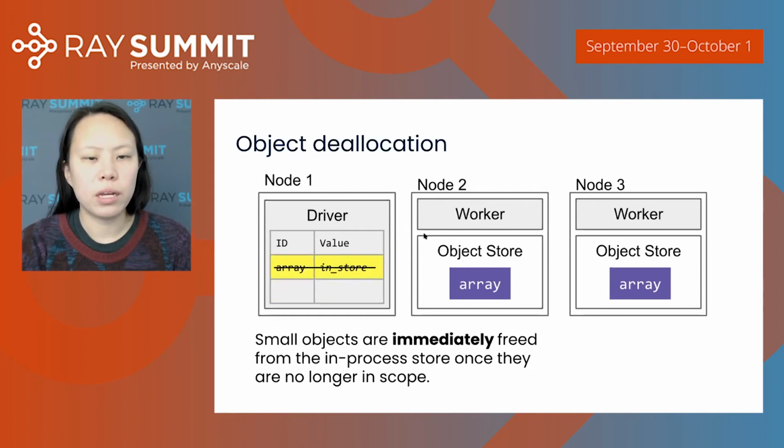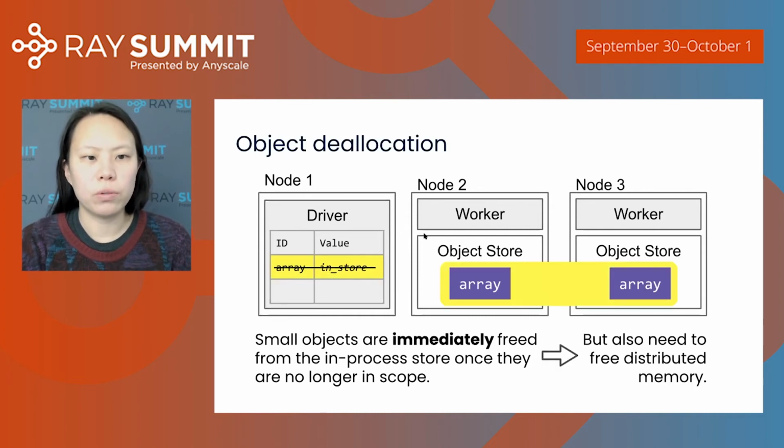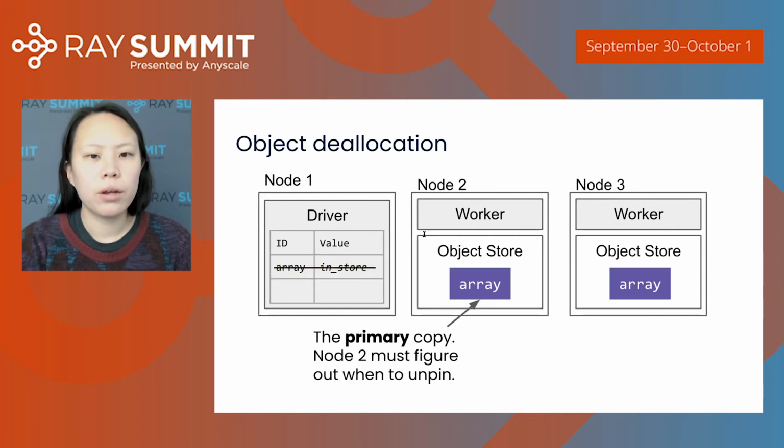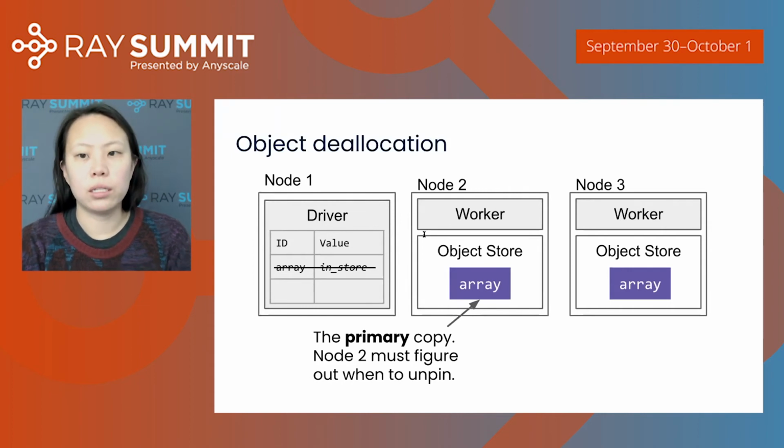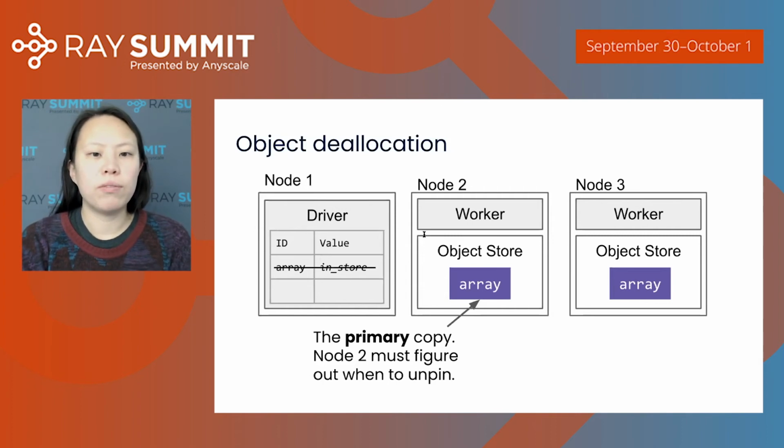We can do the same thing to erase the array object ref, but this time, since the actual value was stored in the distributed object store, we also have to free that memory. There are two kinds of object copies that can exist in the distributed object store. I mentioned earlier that one of these is known as the primary copy, and Ray will pin this copy to make sure that at least one copy of the object is always available. So that means that we also need to figure out when we can unpin this copy.